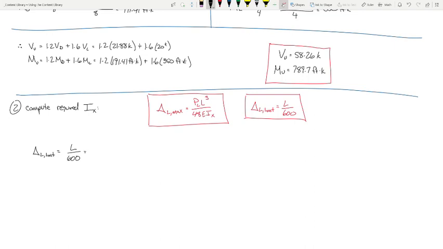Okay, so this is 35 feet over 600, and then this is 12 inches per foot. And so, what is that?